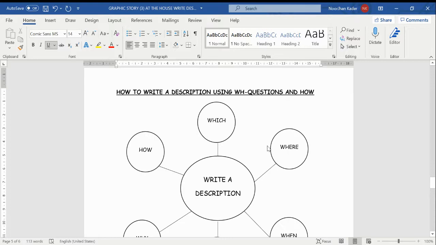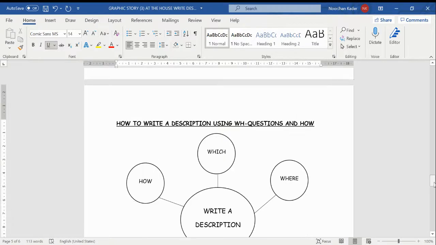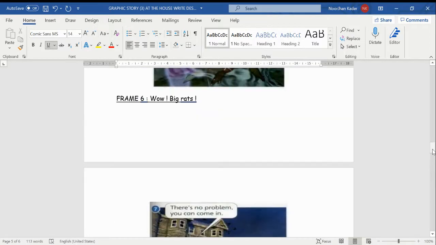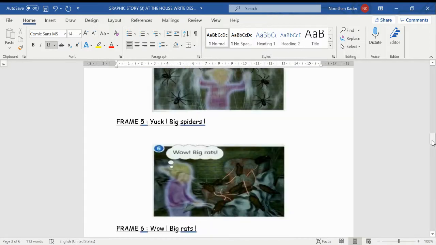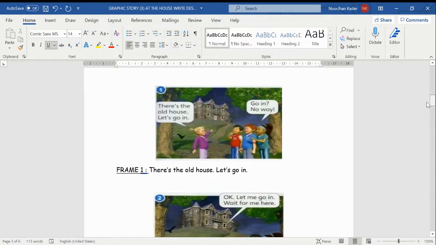Okay. Second. The second question will be where. Okay, where means place. Let's look at the five descriptive sentences or the five descriptions. Let's see what we can see. The first frame itself, that's the old house. So which character or which object are we talking about? The old house. That is why I put in bracket building.